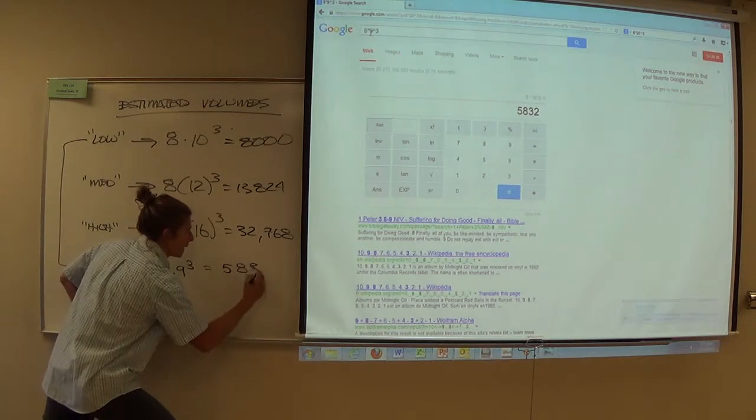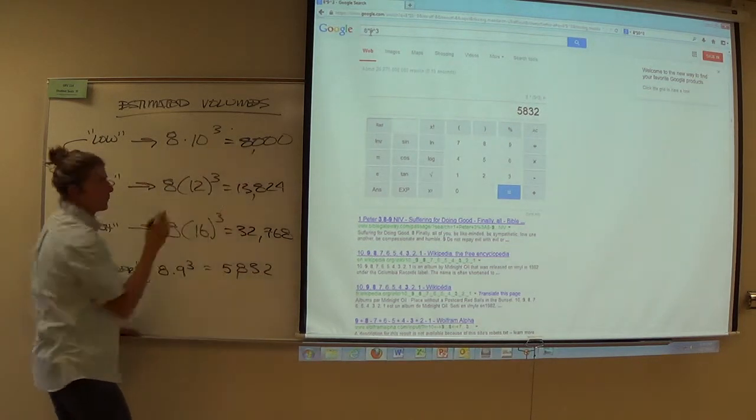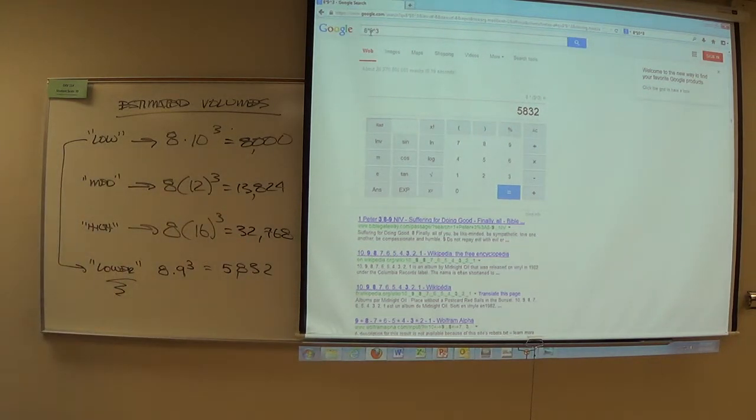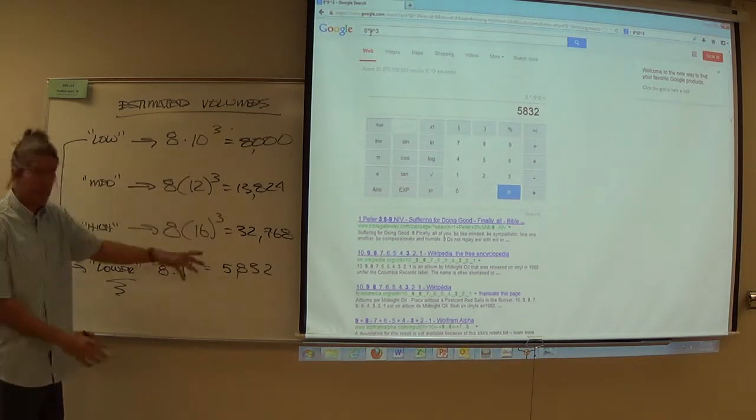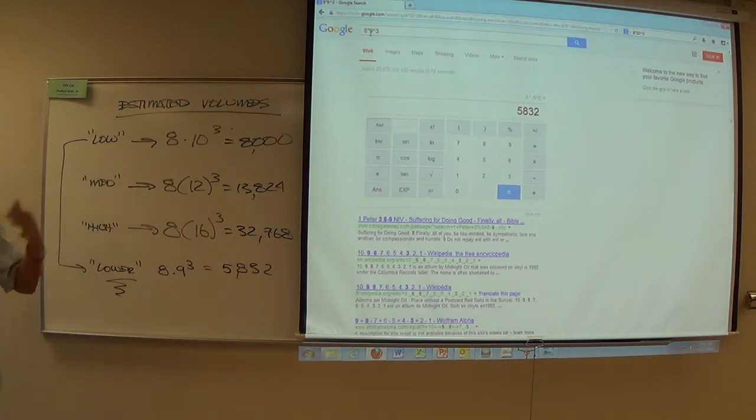5,832. Look at the difference in these results when we're off by 1 bead. Why is it so exaggerated when we're off by 1 bead? Off from 9 to 10, 10 to 12. Why are there such very vast differences?